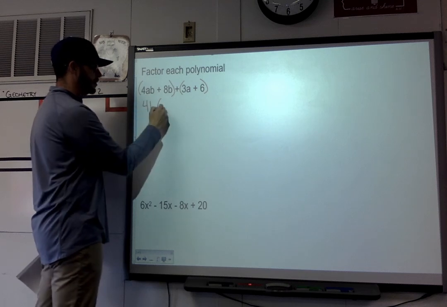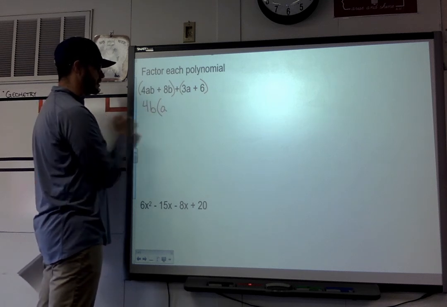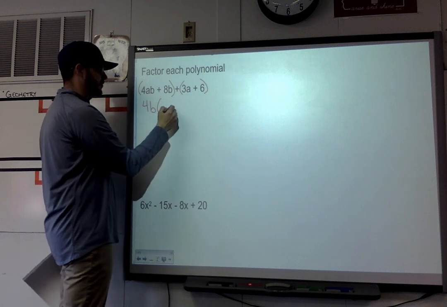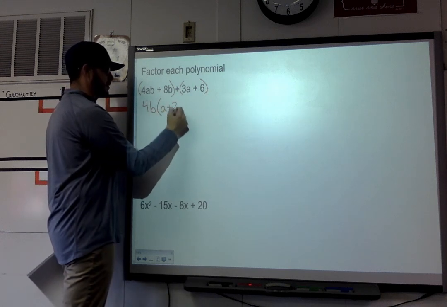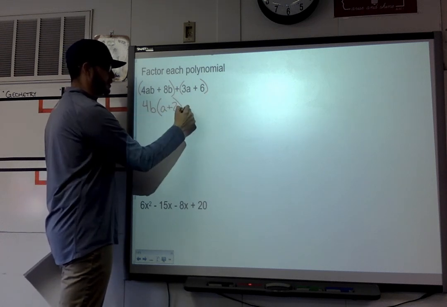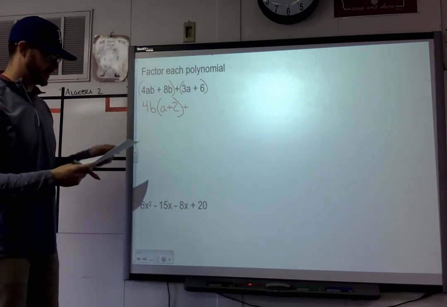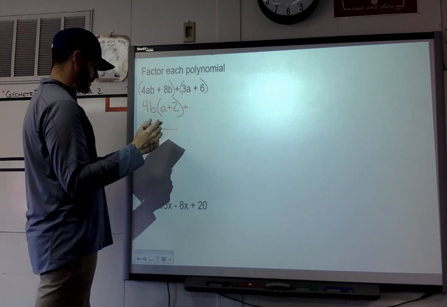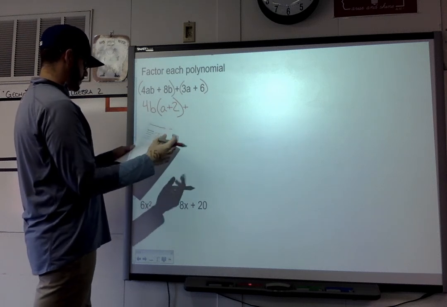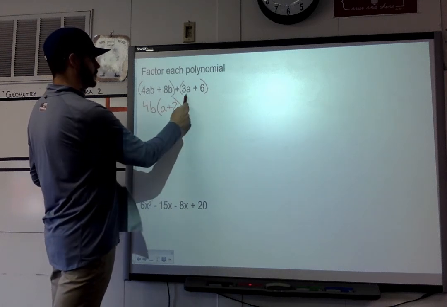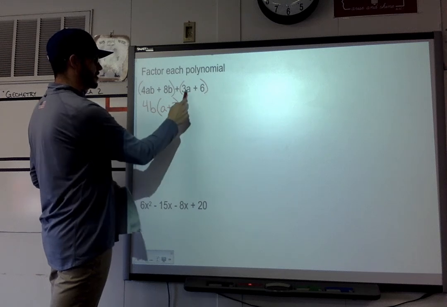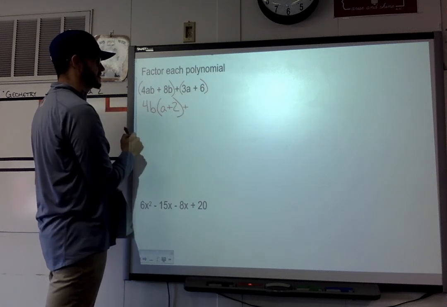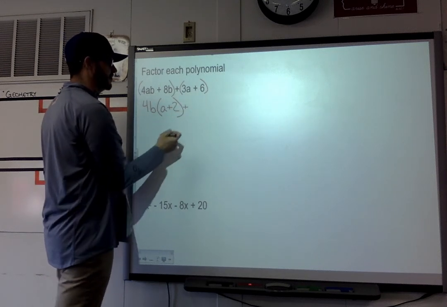4ab divided by 4b, we're left with just a. 8b divided by 4b, we're left with 2. Then we are going to add, in this case, let's see, we want to see what we can take out of here. 3a plus 6. What is the greatest common factor there?